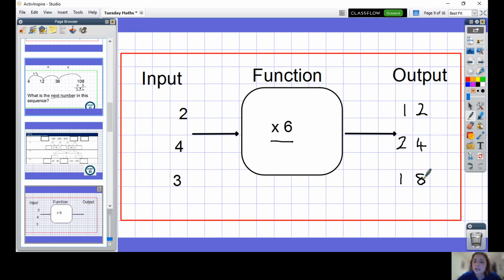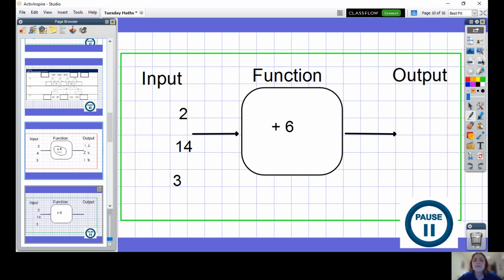Whatever number is input, you need to do whatever you're asked to do in the centre in order to get your output. Pause the video now and have a go at solving these questions on your piece of paper. In this function machine, we were adding 6. 2 add 6 is equal to 8, 14 add 6 is equal to 20, and 3 add 6 is equal to 9. Well done if you answered those questions correctly.